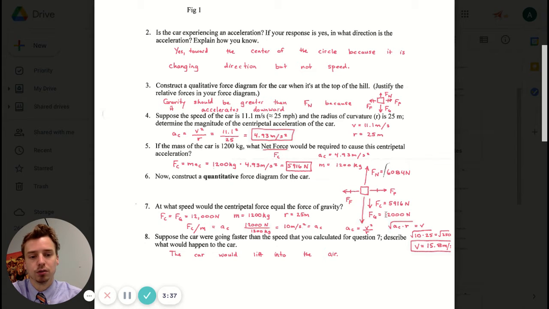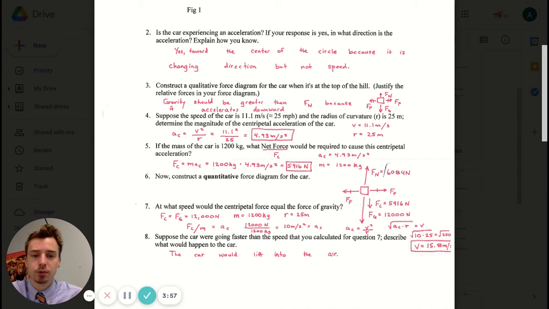Right, so you had to do 12,000 subtracted by 5,916. That tells you how much the force normal is, how much the force gravity needs to overcome, and then what's left over is your net force or your force centripetal.